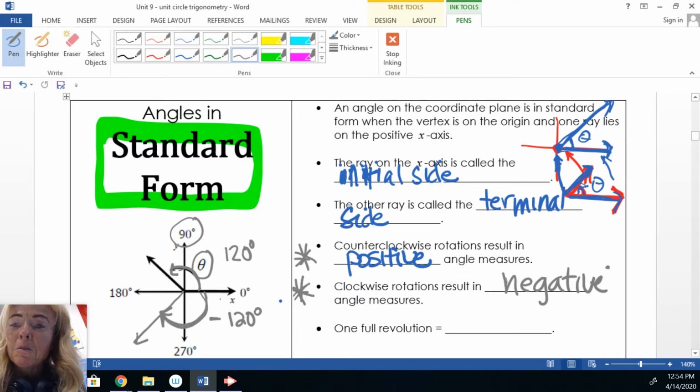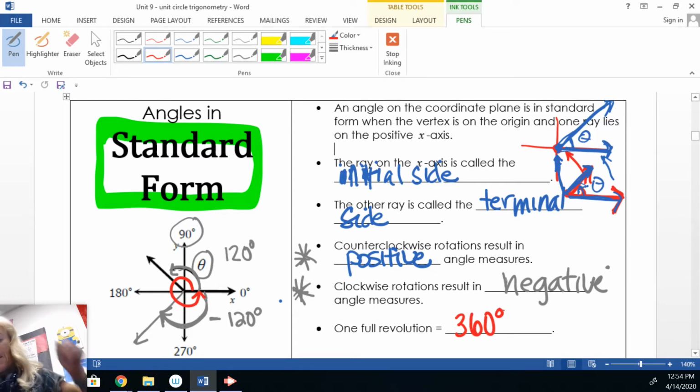Now, if we go completely one full revolution all the way around, so we start here at the terminal side at the x-axis, and we move all the way around and end up again at the x-axis, then that's one full revolution. Moved all the way around, and that is 360 degrees. Okay? 360 degrees is one full revolution. So that's pretty cool. All right, those are all the information that we have about angles.